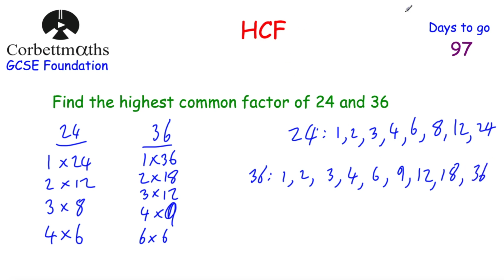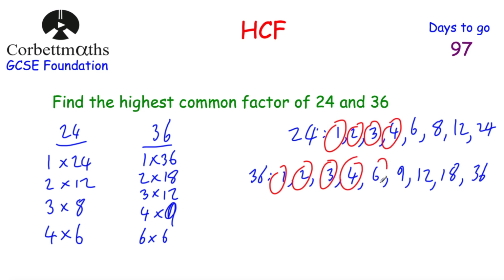Now we're looking for the highest common factor. So let's circle the factors. So we've got 1, we've got 2 is a common factor, 3 is a common factor, 4 is a common factor, 6 is a common factor, 8 no, 9 no, 12 is a common factor, and then we've got 18, 24, and 36 no.